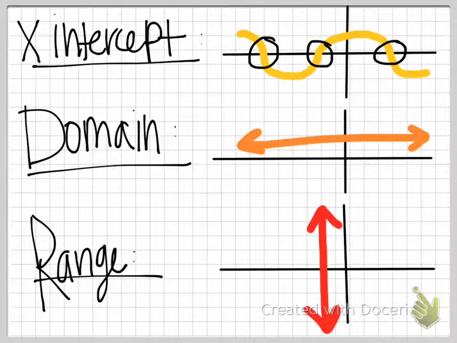Before we start, we are also going to go over some of the needed vocabulary. The x-intercepts is where the line crosses the x-axis. Domain is the constraints from left to right, and range is the constraints from bottom to top.